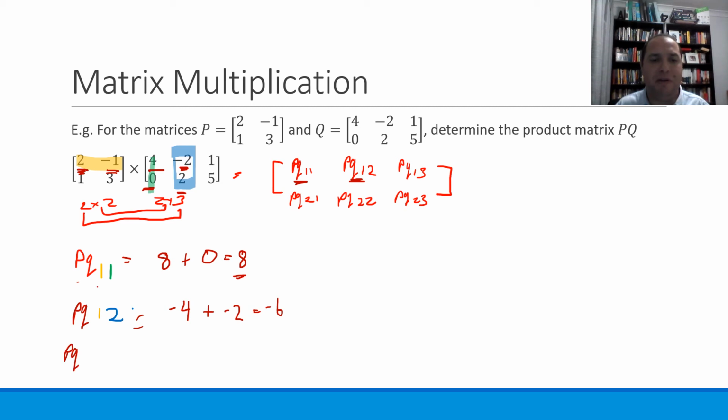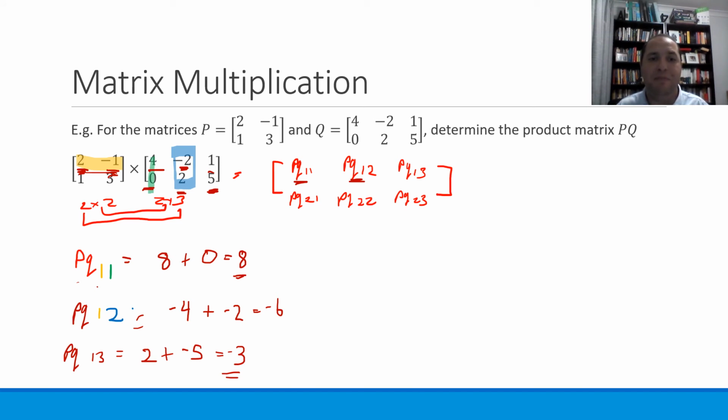I'll do the next one pretty quickly. PQ13 will once again be first row, this time times our third column. So 2 times 1 gives us 2, and then negative 1 times 5 gives us negative 5. Add them up, and you get negative 3.